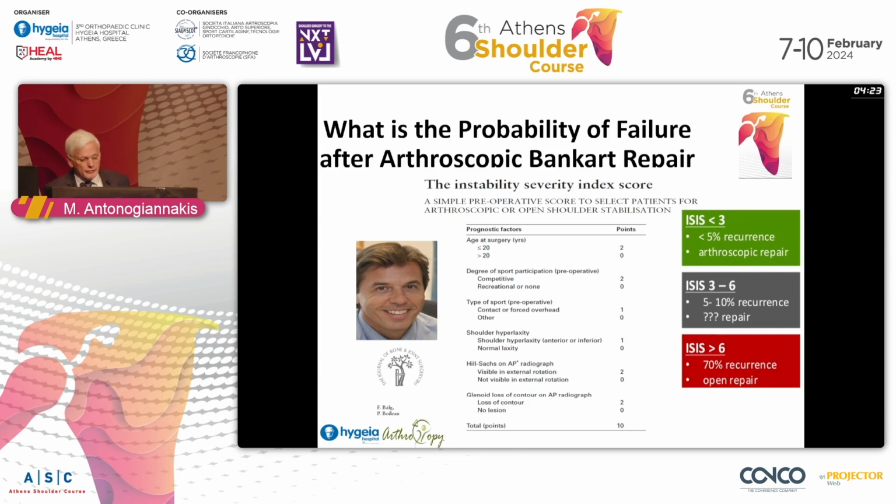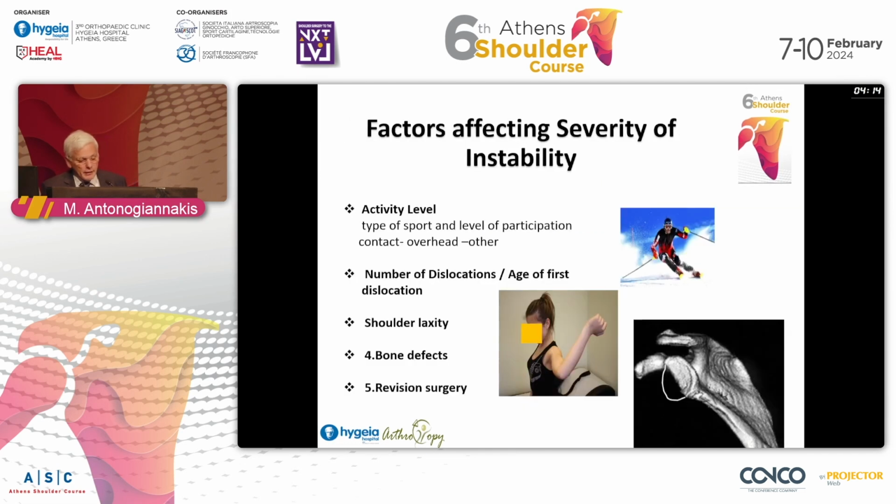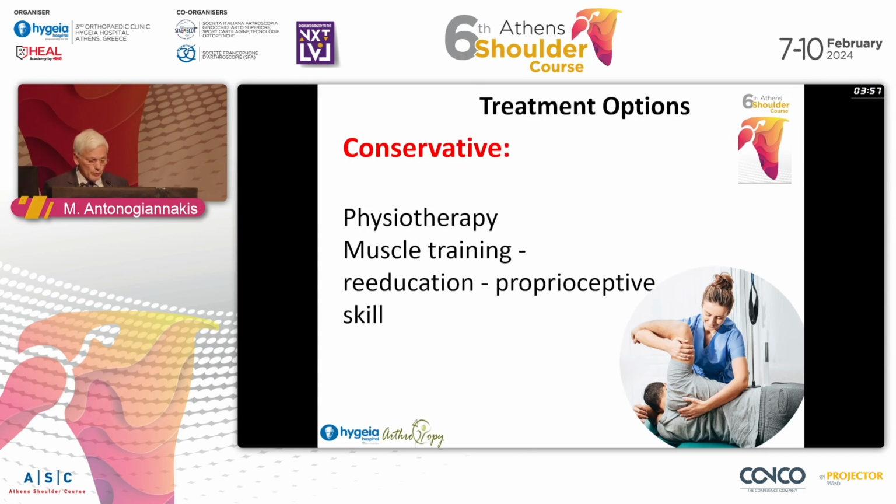Age, type of activity, level of sport participation, the laxity of the capsule were equally or sometimes more important. So now we say activity level, number of dislocations, age of first dislocation, shoulder laxity, bone defects, and if it's a revision surgery, we have to keep in mind when we decide what to do, a soft tissue or a bone procedure. And of course, we must not forget conservative treatment, because muscle training, re-education, proprioceptive skills are equally, and sometimes more important in the stabilization of the shoulder.